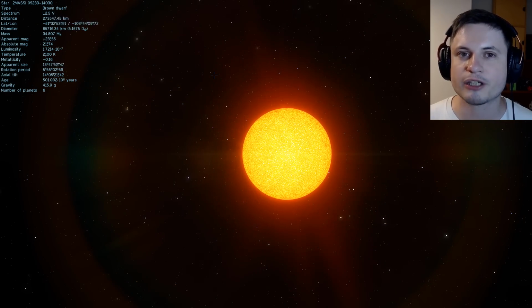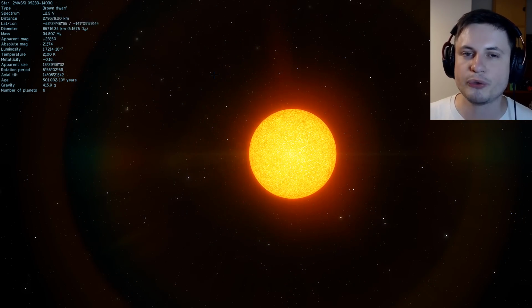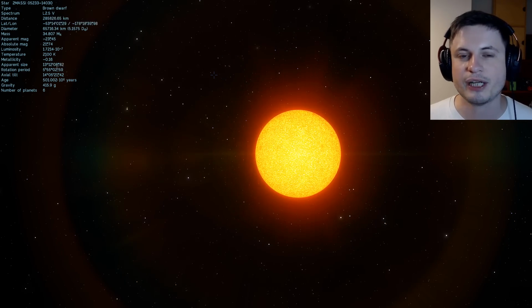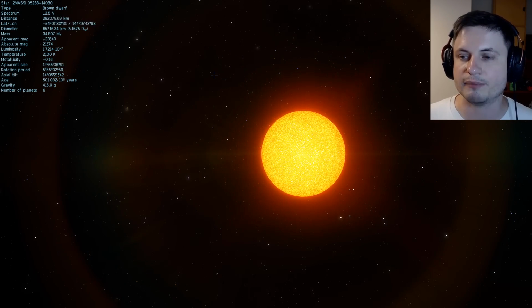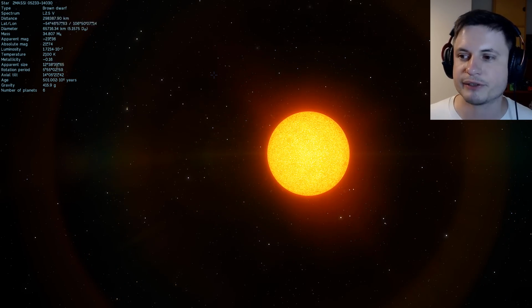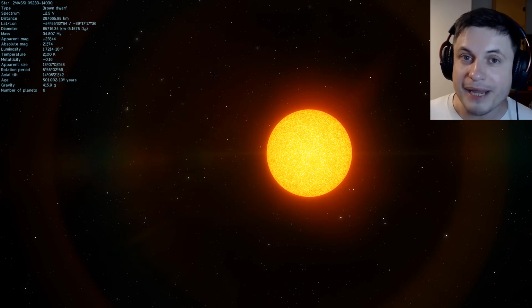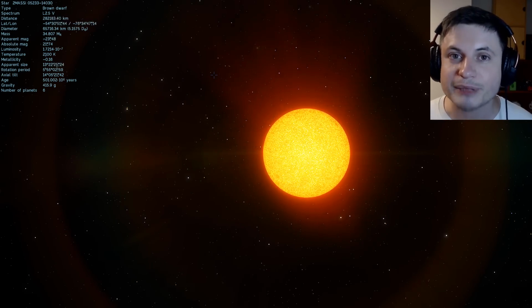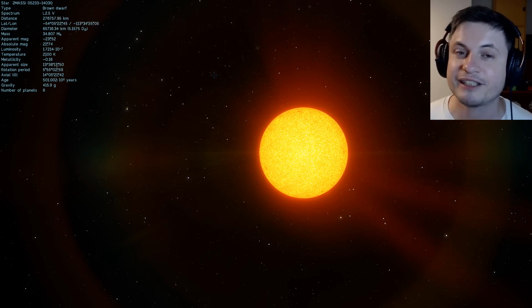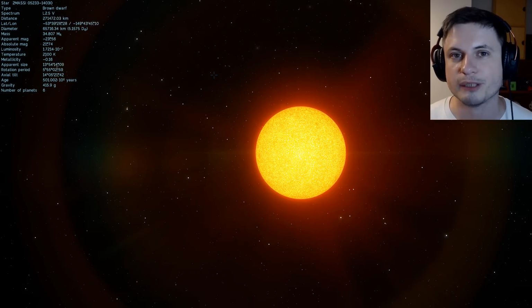This particular object currently has a temperature of about 2070 degrees Kelvin, which is 2300 degrees Celsius. And this basically makes it even cooler than some of the planets we discovered. As a matter of fact, there are planets that are way hotter than this particular object.